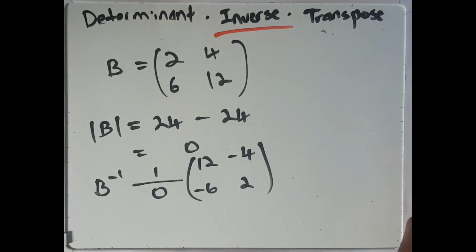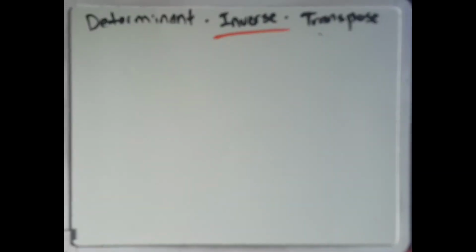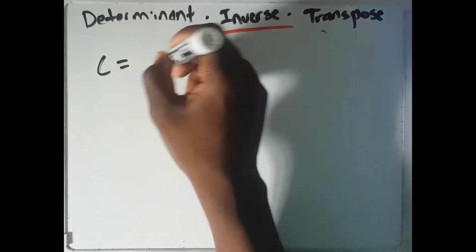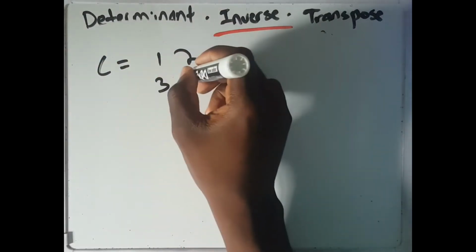I'm talking too much. So let's move on to a next example where we can actually get a value. Now this is your matrix. C is equal to 1, 2, 3, and 4.